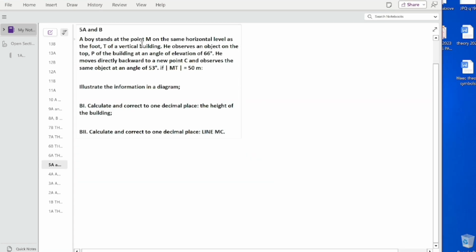A boy stands at the point M on the same horizontal level as the foot T of a vertical building. So let's say this is the vertical building. The boy stands at point M. The foot of the building is T. On the same horizontal line, the boy stands at point M. He observes an object on the top P of the building at an angle of elevation of 66 degrees.